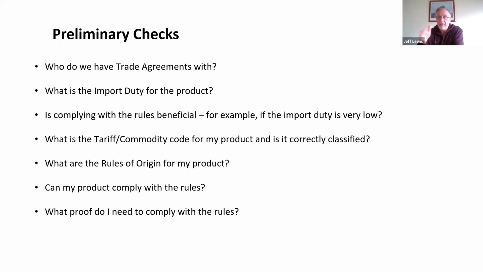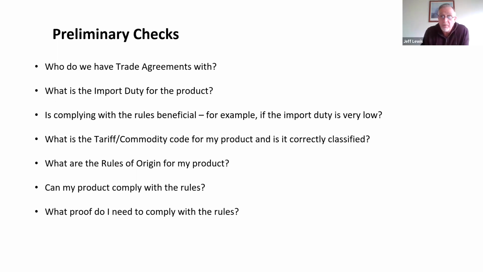So, if there is a difference of opinion on tariff code, that could change the rule. And that could then throw the compliance out, because if you're not complying with the correct rule and the product classification, that could cause issues. So make sure your tariff code is correct. And then where do I find the rules?